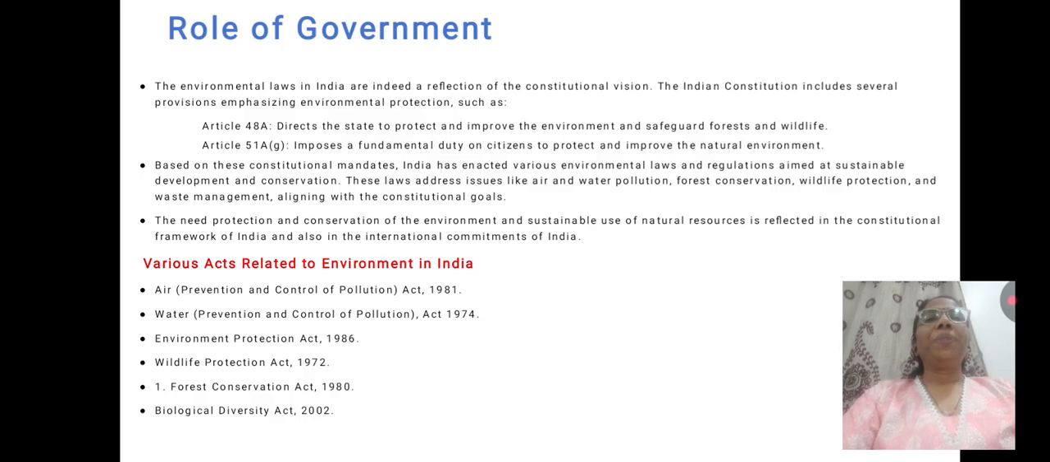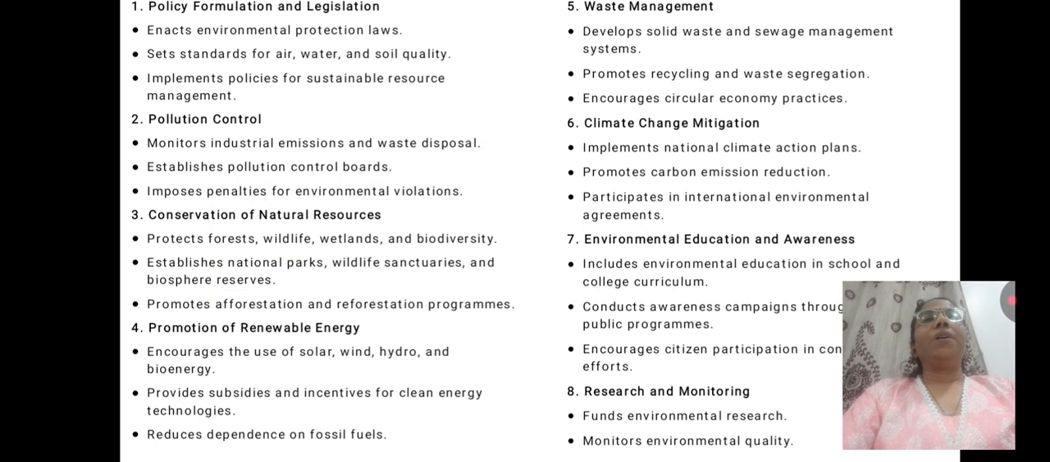Now there are various acts related to the environment in India. For example, we have the Air Act 1981, related to the prevention and control of pollution; the Water Act 1974, related to the prevention and control of pollution; the Environmental Protection Act 1986; the Wildlife Protection Act 1972, under which we also have the Forest Conservation Act 1980; and the Biological Diversity Act 2002. As we know, the government has different policies, rules and regulations for us. So let us discuss it in detail.